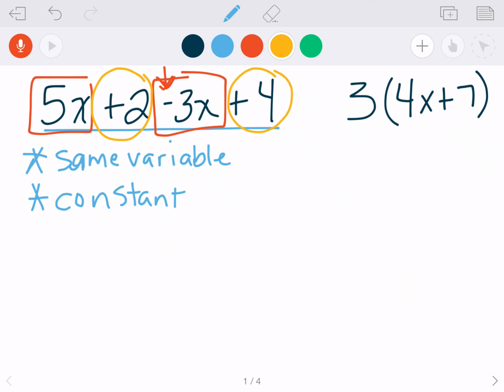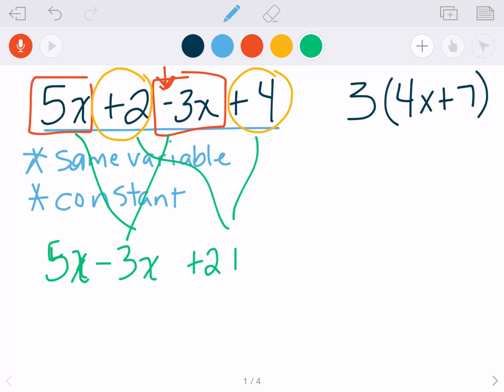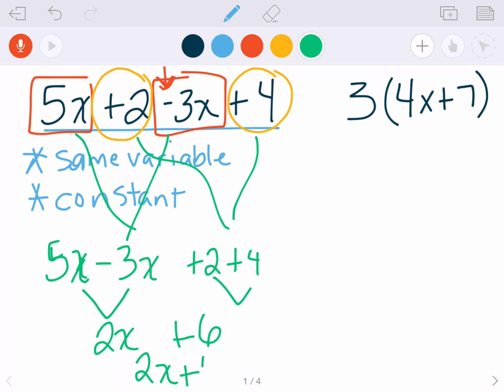So now I'm going to go in and I'm going to rewrite these, and I'm going to write 5x minus 3x beside each other, and then I'm going to write plus 2 plus 4 beside each other. 5 minus 3 is 2x, 2 plus 4 is 6, so my new expression here, simplified expression, is 2x plus 6. So that's combining like terms.